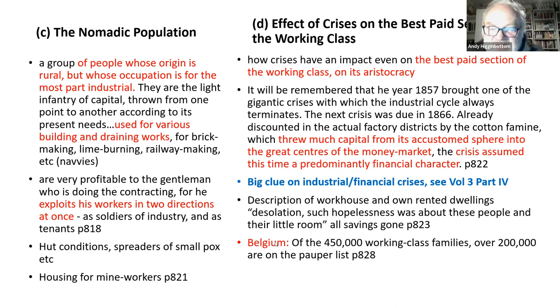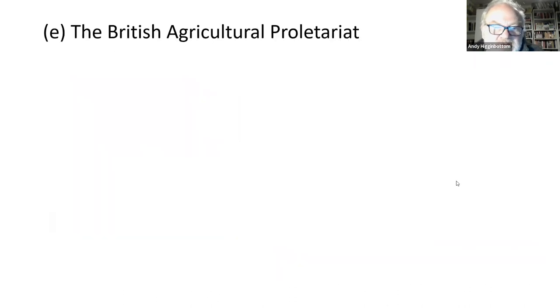And even the best of the best, which is what the capitalist class, these days, talk about with the Nordic countries. Well, in those days they talked about Belgium as being the best example of the system working. And so Marx had a look at Belgium and he found that nearly half the working class were in dire poverty. So at this stage, the aristocracy of the working class was not so aristocratic; it wasn't elevated above the effects of the crisis. It was also plunged into distress during the industrial cycle.